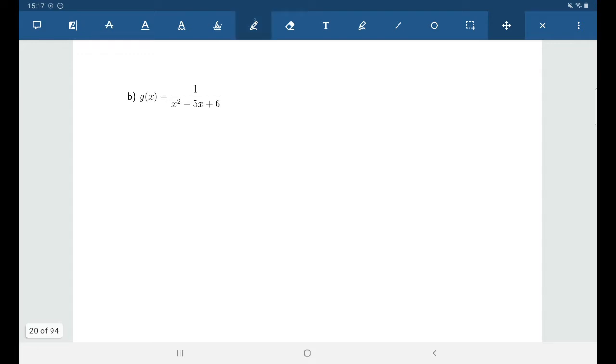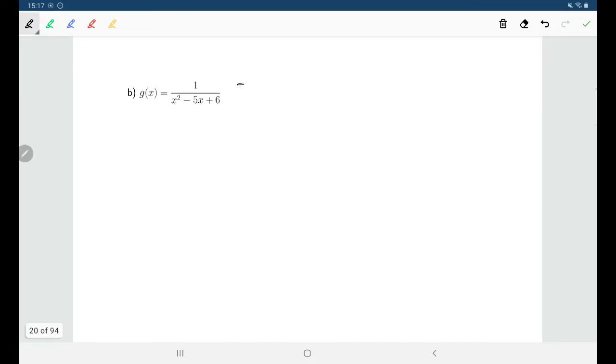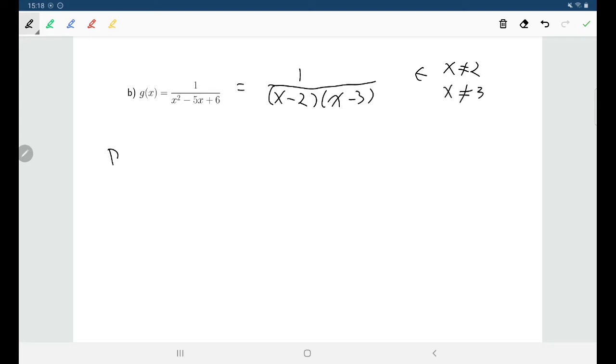For the next one, for g of x, finding its domain, I can look at this and first factor the denominator, and I can see that the denominator would be 0 in two places. It would be 0 if x were 2 or if x were 3, so we know that x can't be 2 and x can't be 3. So when we think about specifying our domain, this one would actually be much easier to do with set notation.